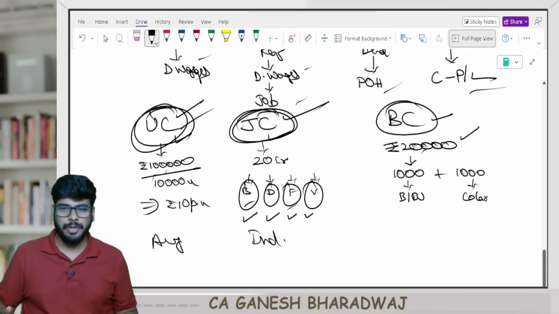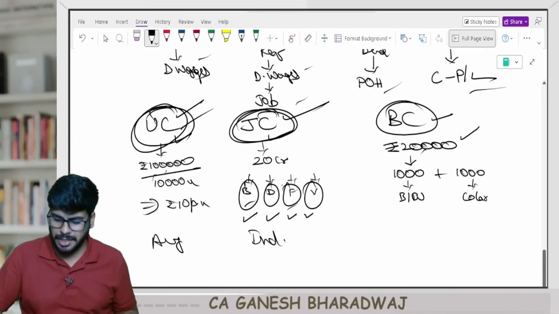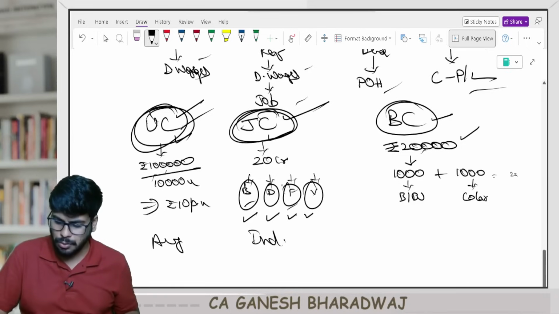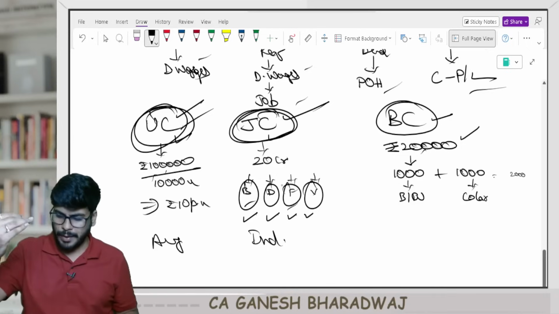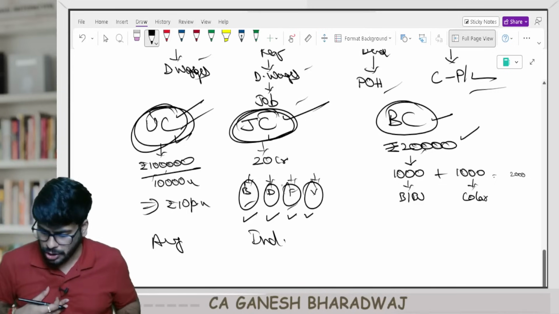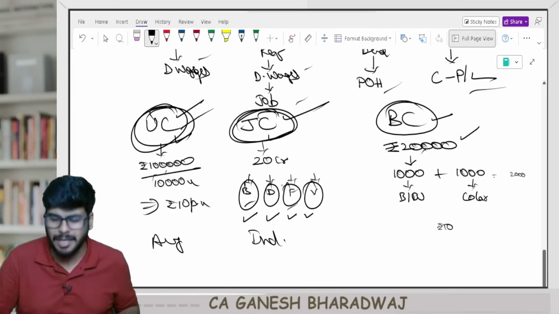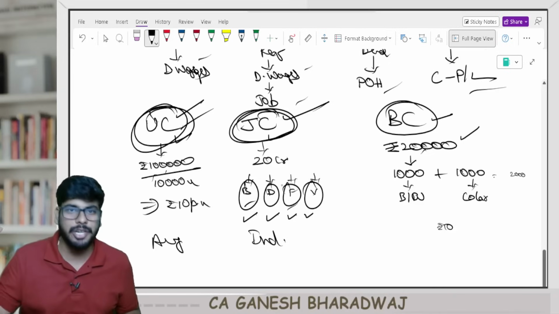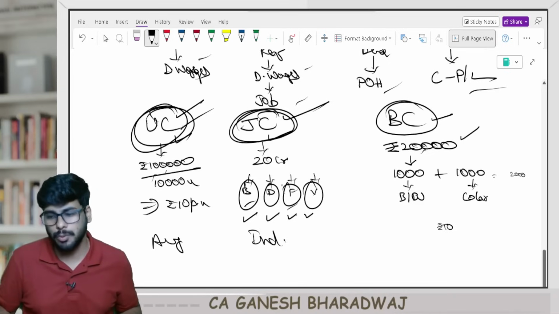Now you tell me, can I say the cost per page is 10,000 plus 10,000, so 20,000 divided by the 2000 pages I have printed? So the cost per page is going to be rupees 10. Can I come up with it like this? Absolutely not. Absolutely not. What will I do?